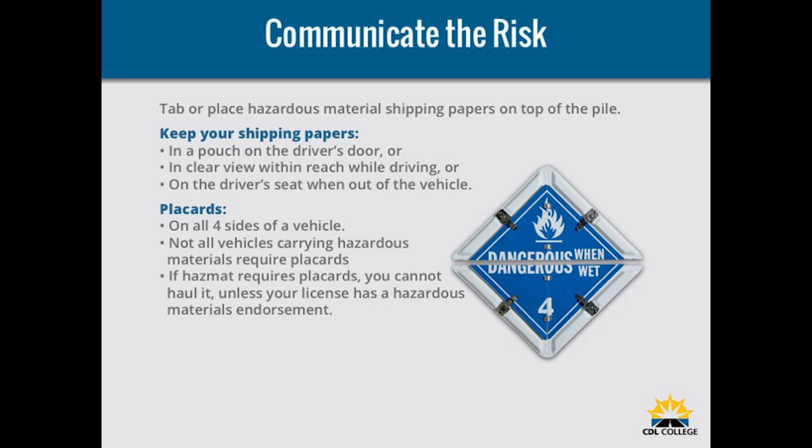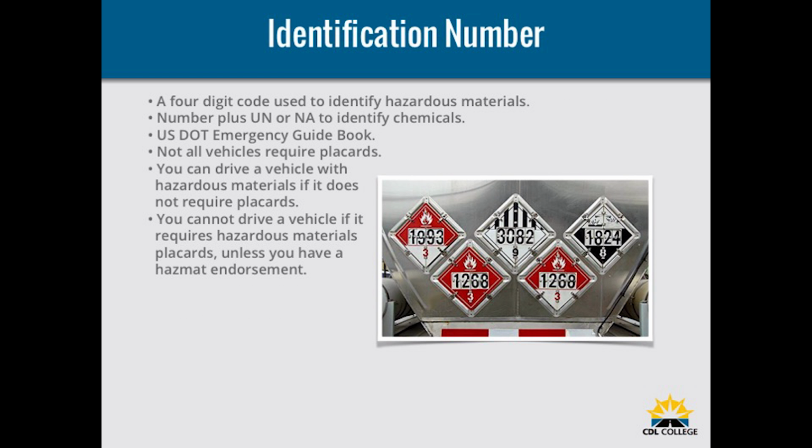Cargo tanks and other bulk packaging display the identification number of their contents on placards or orange panels. Identification numbers are a 4-digit code used by first responders to identify hazardous materials. An identification number may be used to identify more than one chemical on shipping papers. The identification number will be preceded by the letters NA or UN. The U.S. DOT Emergency Response Guidebook, or ERG, identifies the chemicals all the identification numbers are assigned to.